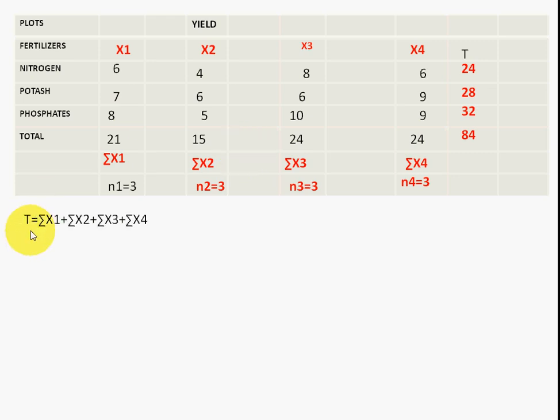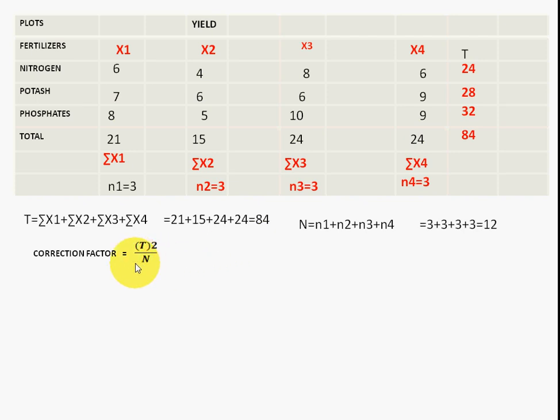The formula for T is the summation of x1, summation of x2, summation of x3 plus x4. Therefore 21 plus 15 plus 24 plus 24 is 84. Capital N is small n1, n2, n3, n4, that means 3 plus 3 plus 3 plus 3, which is 12. Our correction factor formula is T squared by N. So capital T is 84, 84 whole square by 12. How much do you get? 588.